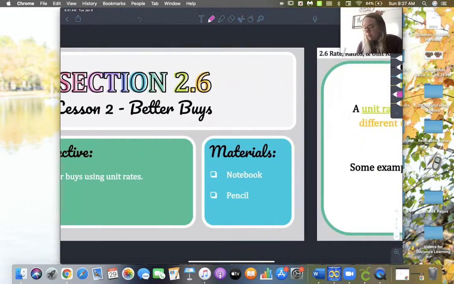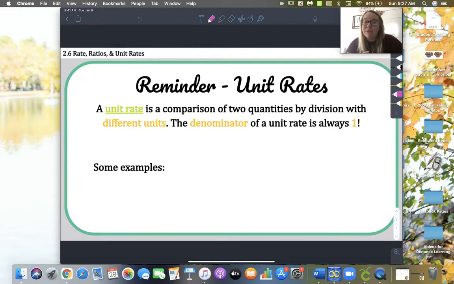So let's get started. As a little reminder, we talked about unit rates in the last section. A unit rate is a comparison of two quantities by division using different units, and the denominator of a unit rate is always 1. Some examples would be 42 miles over 1 hour. Also, you might see it as 42 miles per hour. That's how we abbreviate it sometimes.